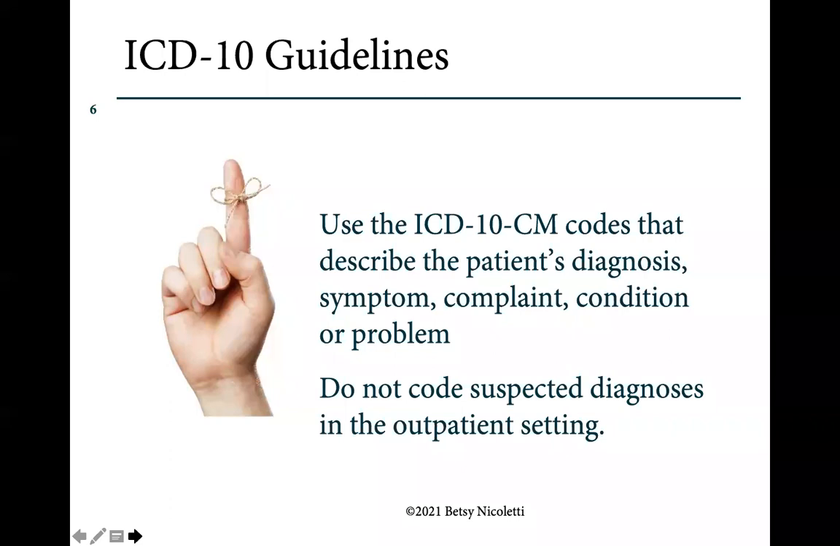All right. Every clinician loves diagnosis rules. We're going to use the ICD-10 code that describes the patient diagnosis, symptom, complaint, or condition. In the outpatient setting, in the medical practice setting, we don't code suspected, possible, probable, or rule out. Now, of course, you see a patient and you make a clinical diagnosis. Patient has, by history and exam, pneumonia. You don't need a diagnostic test to confirm that, and you write pneumonia in the encounter form.